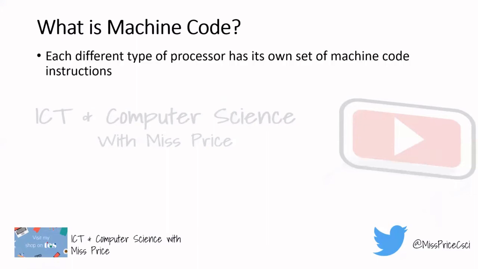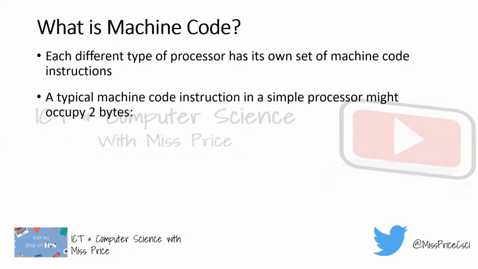So each different type of processor will have its own set of machine instructions. So that's why you've got some processors that work faster than others. There's different types of processors out there, as you know. So there's processors that will be made for gaming computers. There's processors that are made for high power computers that need to execute instructions very, very quickly.